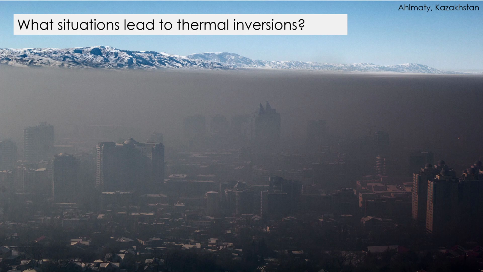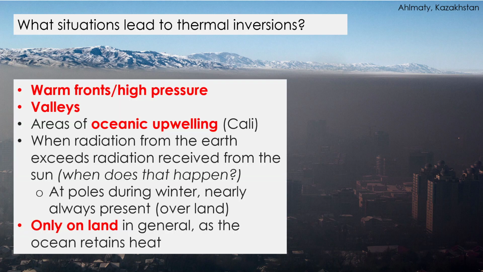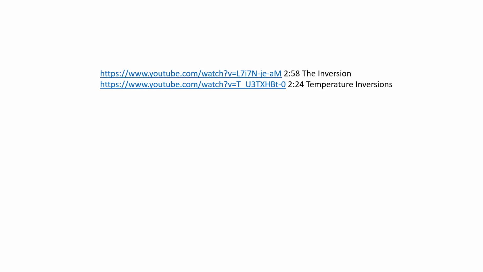So what situations can lead to thermal inversions? Essentially warm fronts or high pressure, valleys like we said, oceanic upwelling. If you remember when we talked about upwelling, like California, you don't actually have to have a mountain to help prevent it, because you can have oceanic upwelling, which causes the same effect on the movement of that air out over the ocean. Typically when radiation from the Earth exceeds the radiation received from the sun, so like at the poles during winter, nearly always happening over land, and only on land in general, because the ocean can typically retain heat, so it doesn't really become as much of an issue.